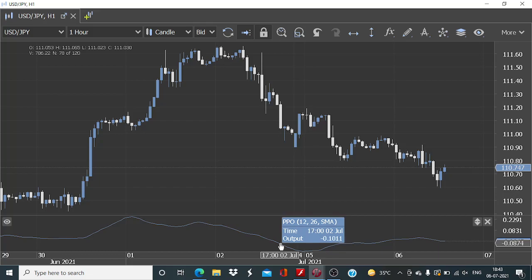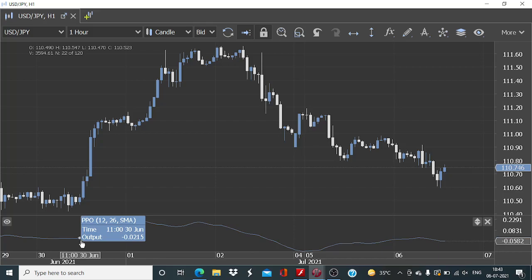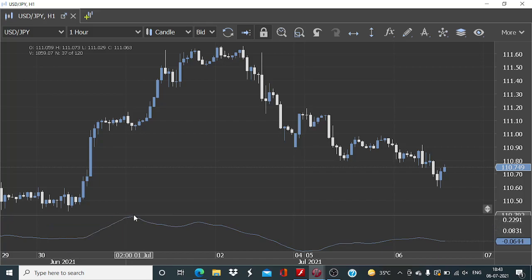So at this instance, we will be looking to initiate the short sale trade. When we have the PPO above 0 and rising, then also we will be looking to initiate the buy trade. When we have the PPO above 0, but it is now declining pretty swiftly, we will be looking to initiate the sell trade.